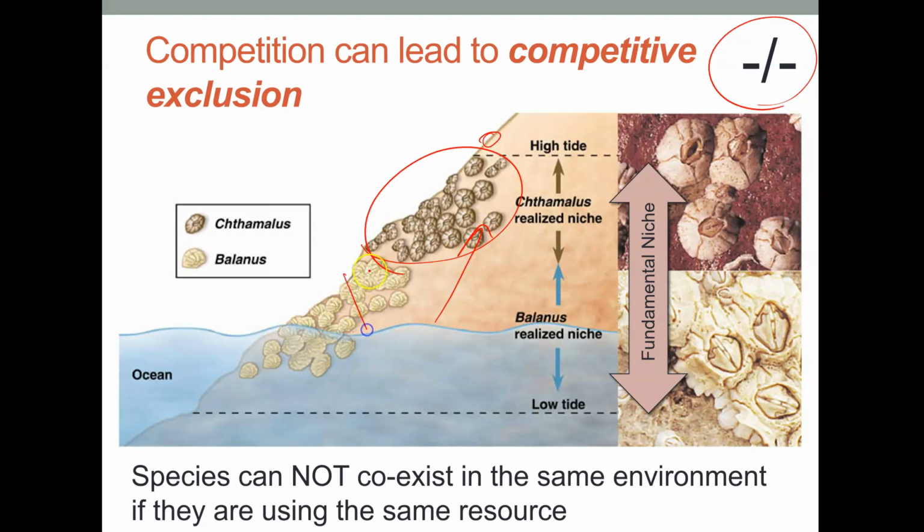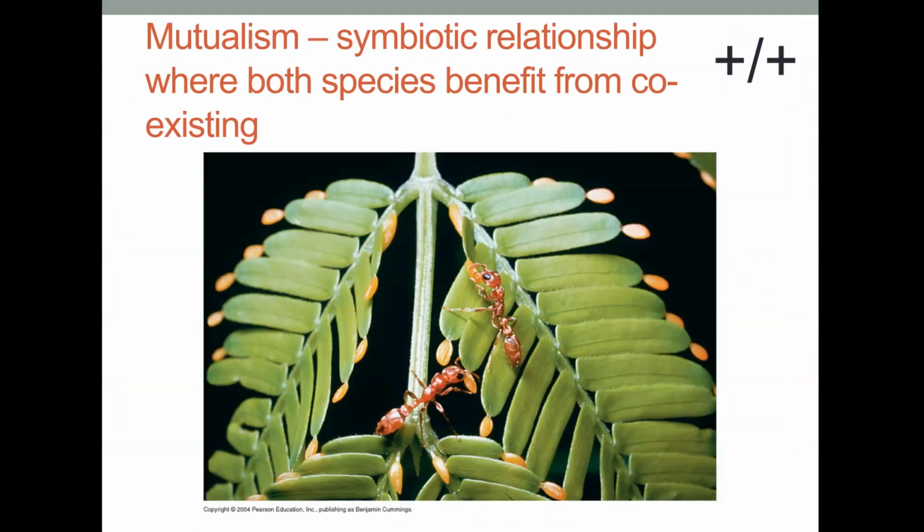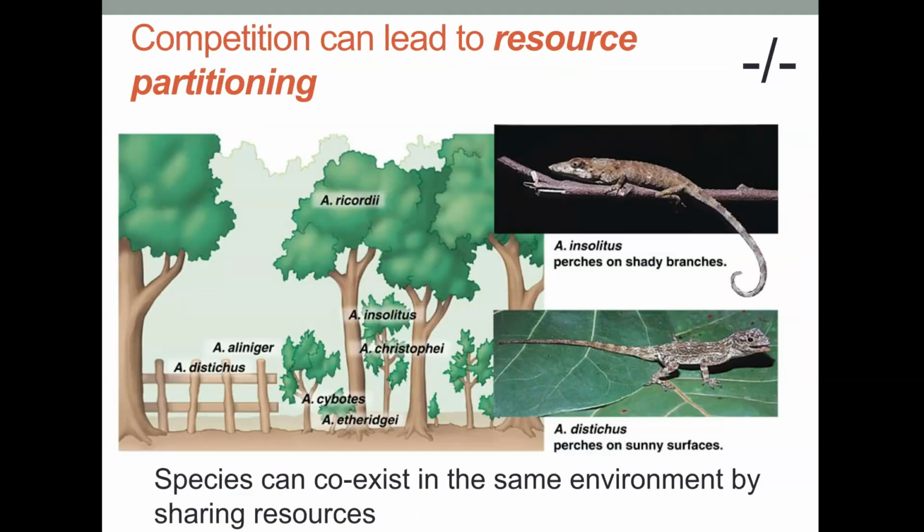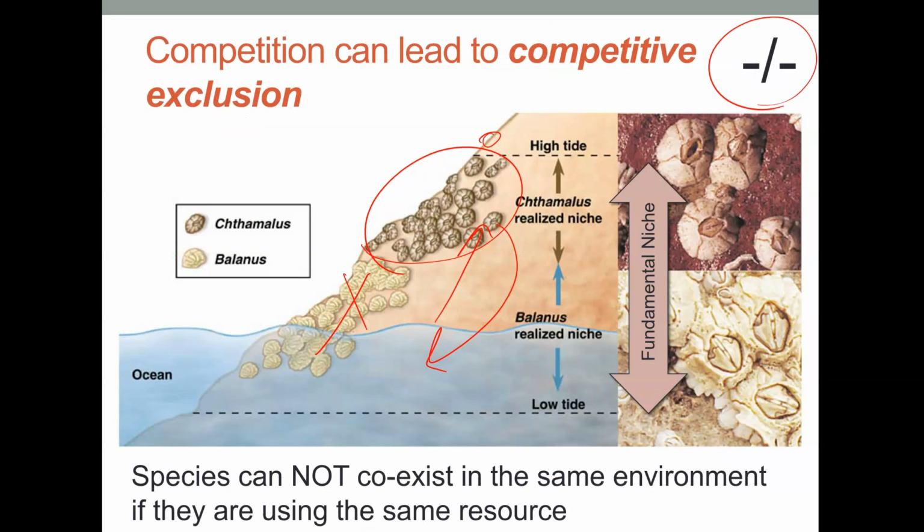If the Balanus species weren't here, these would spread out and take over that area that the Balanus species was in. But because they're getting pushed out, over time, they're adapting to their particular area. And this is called resource partitioning.